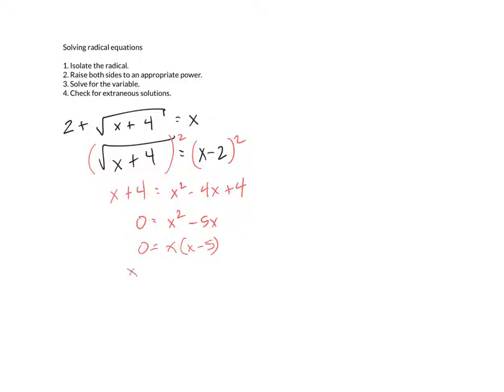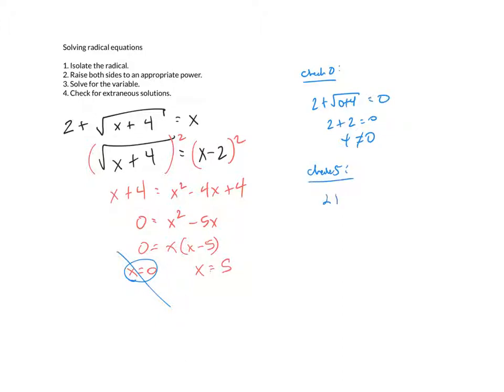And then I can use the zero product principle to get these two answers, x equals 0 and x equals 5. Now, when you go to check for extraneous solutions, if I check 0, if I plug that into the original equation, I'll actually write it out this time: 2 plus the square root of 0 plus 4 equals 0. That would be 2 plus 2 is 0, and 4 is clearly not 0, so that is not an answer. When I check 5, I would get 2 plus the square root of 5 plus 4 equals 5. That would be 2 plus 3 equals 5, and that is true, so that is a solution.